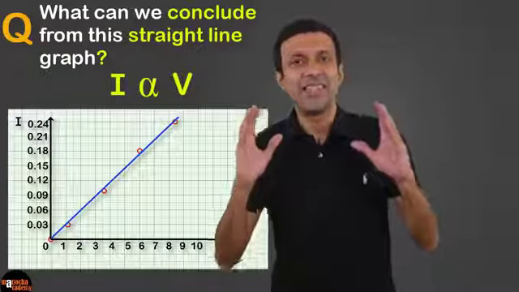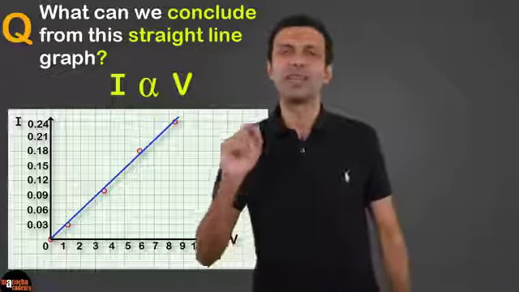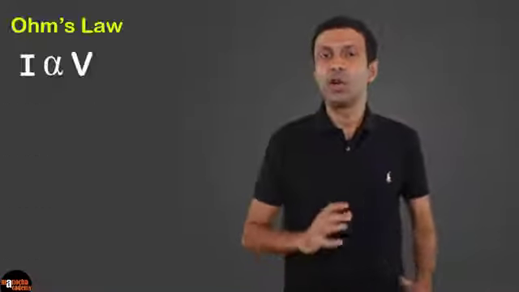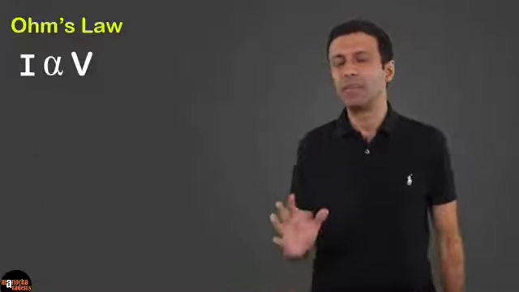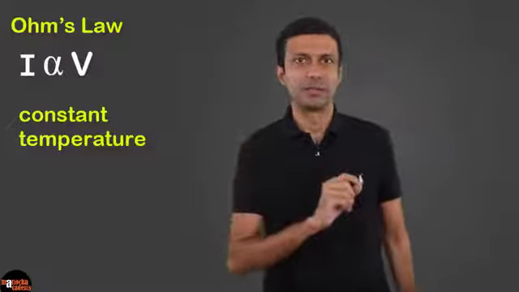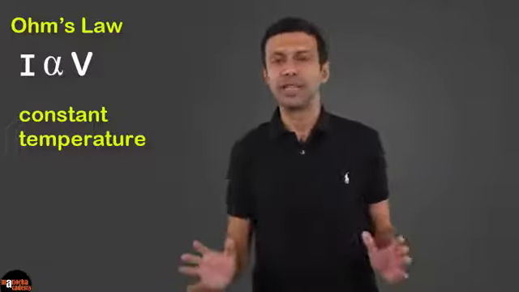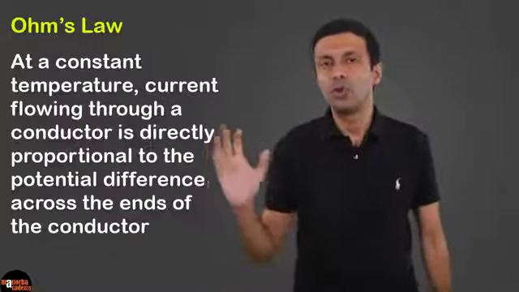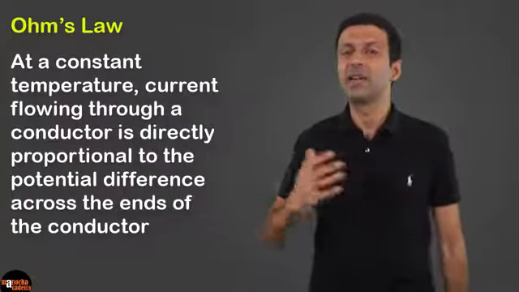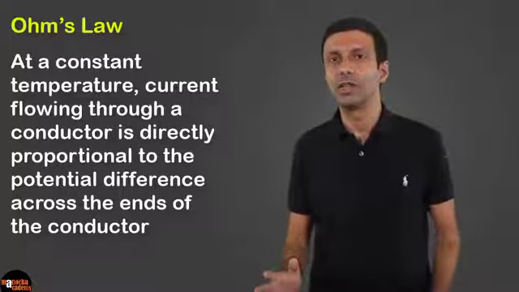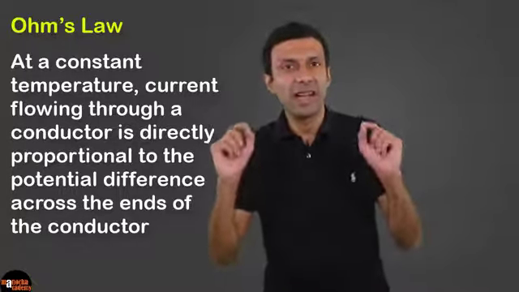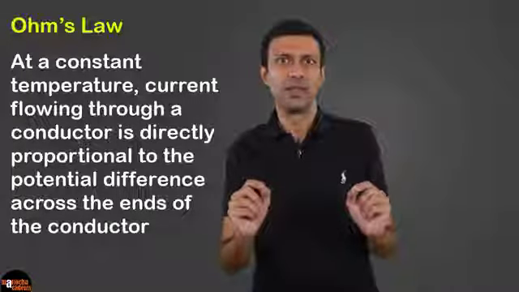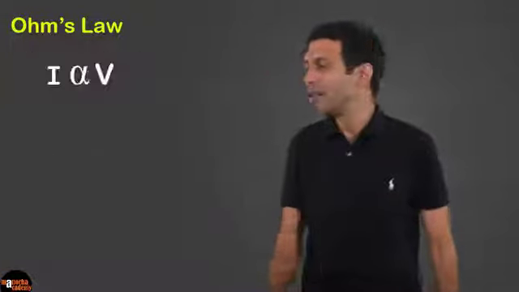And this is exactly what Ohm concluded from his experiment. He also added the condition that temperature should be constant. So Ohm's law states at a constant temperature, the current flowing through a conductor is directly proportional to the potential difference applied across the ends of the conductor. So we can write it mathematically like this.